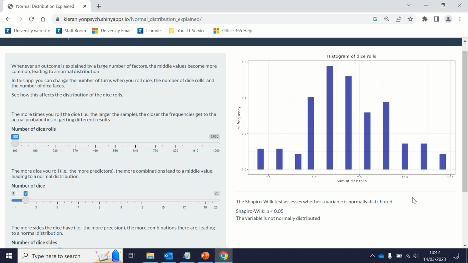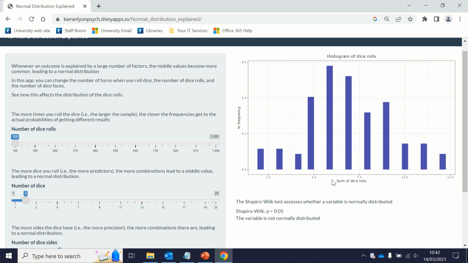What happens is if you add them together to find out the score, then there are going to be more combinations that are going to give you a 7. There's only one combination that can give you a 2, that's a 1 and a 1. There's only one combination that can give you a 12, that's a 6 and a 6. There are actually 6 combinations to give you a 7.